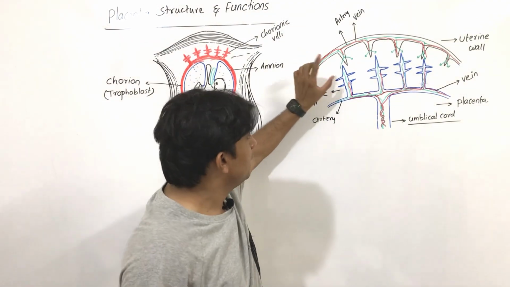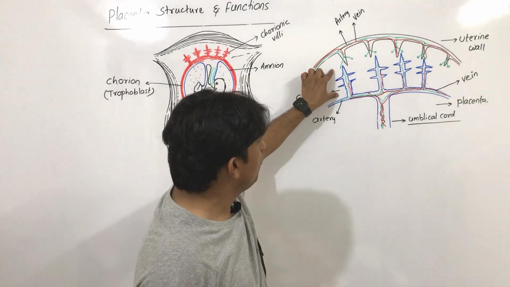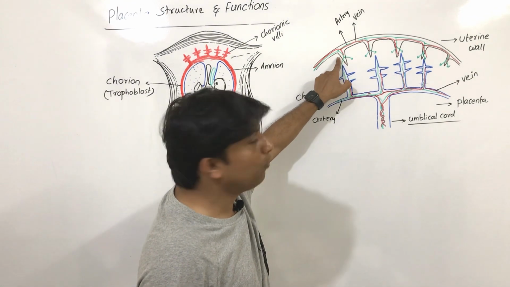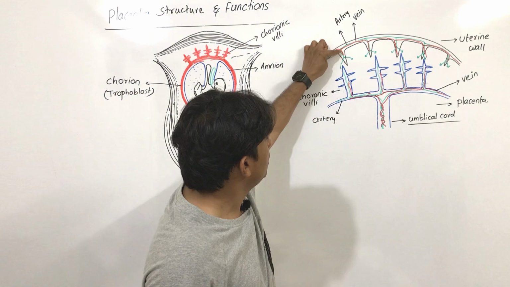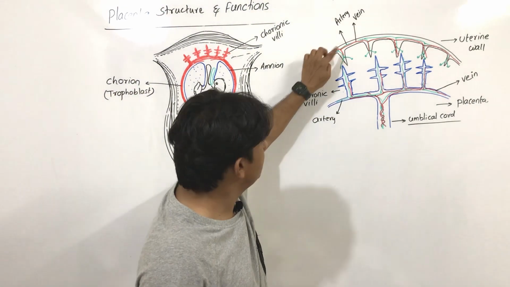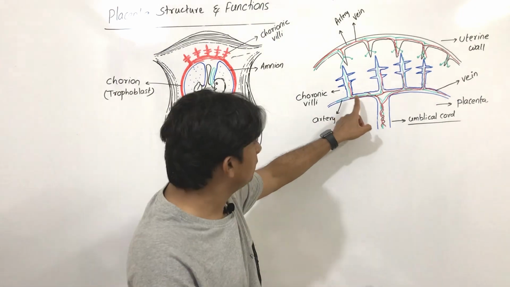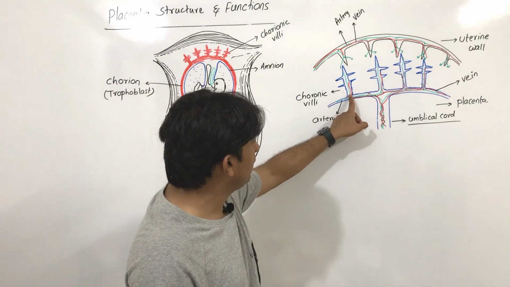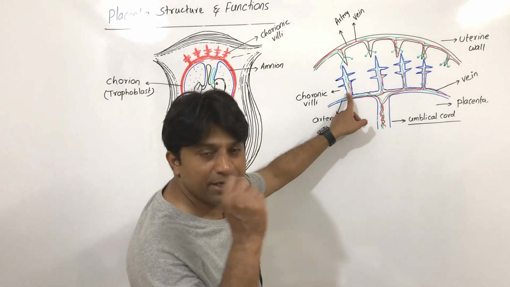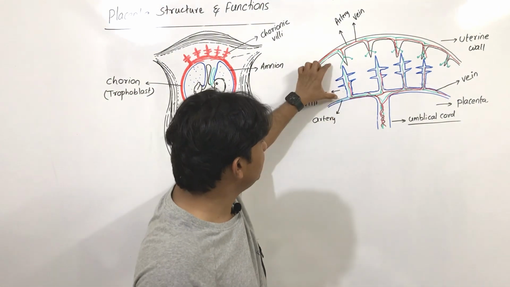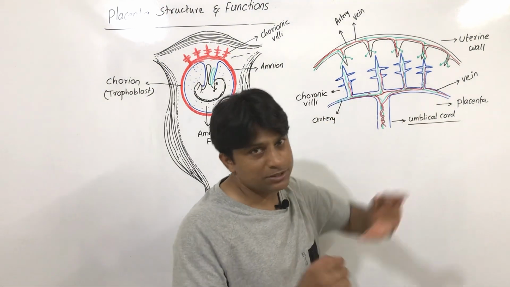In this placenta, this is the uterine wall, the uterine tissues, with the blood vessels of the uterine tissues. And this is the embryonic part, that is chorionic villi, which are with the blood vessels of the fetus, the developing embryo. Now this connection is the placenta.